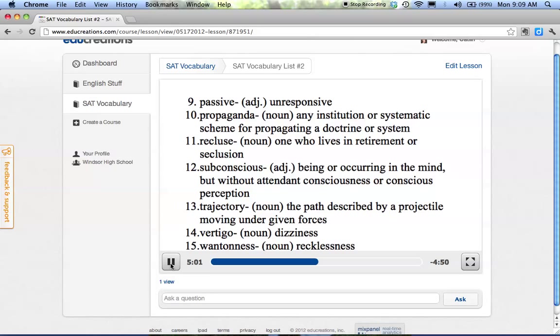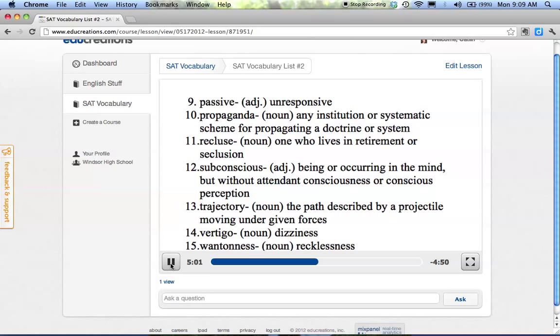Number 11 is recluse, and a recluse is a person who lives in seclusion. They say in retirement, but I don't want you to think about an older person in retirement. Retirement could be going and traveling and enjoying the world. What this is talking about is someone who stays in their house, stays separated from society. They are secluded, by themselves, usually by choice.